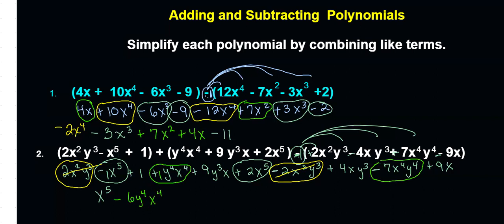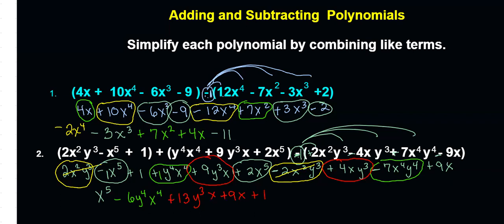Now, let's keep going here. We've got a 9y cubed x. And here we've got a 4y cubed x. If I put those together, I get 13y cubed x. Okay. Now, what else do I have here? I've got a 1 and a +9x. Well, they can't go together because the 1 doesn't have an x. So we can just bring those down. And we're done. What do you think? I think you can handle this.